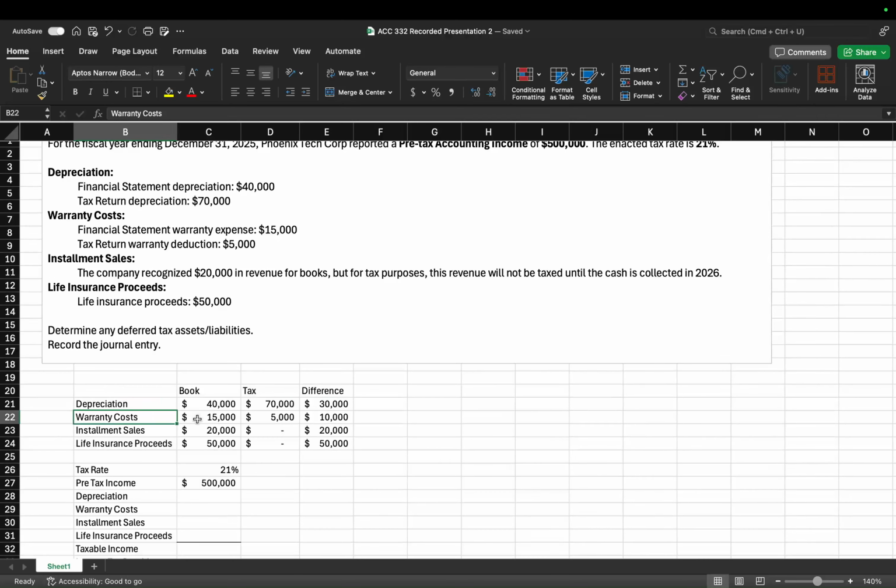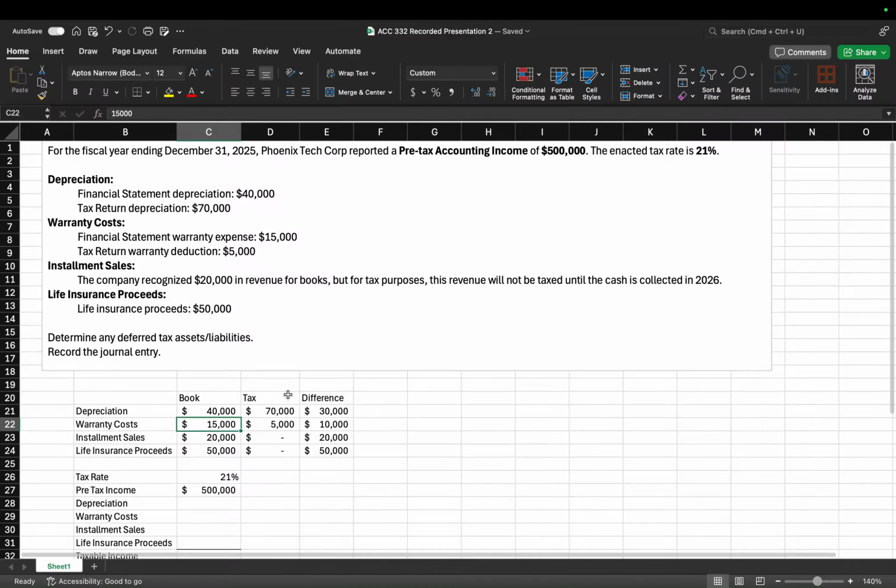For warranty costs, it's a little bit different. This creates a deferred tax asset because something else to note is that for tax purposes, everything is off of the cash basis. So what matters is when cash changes hands. It's paid out or received, not accrual, like when it's earned or incurred. And so let's say the company is a tech company, they sell a bunch of computers, and the computers have a warranty that comes with it. The company sets aside $15,000 to cover any warranty costs, expenses.